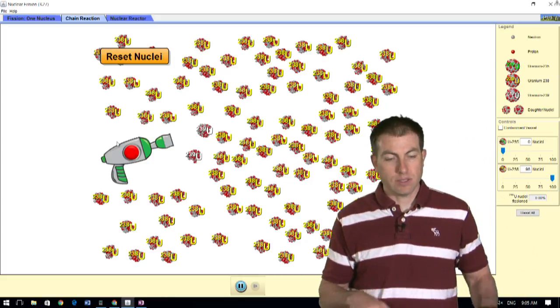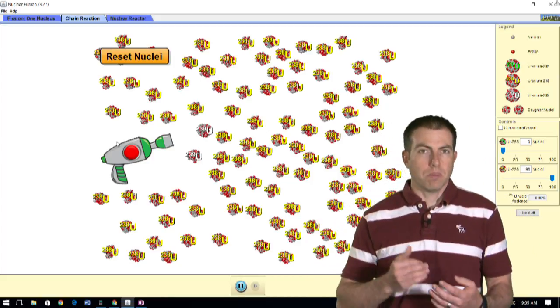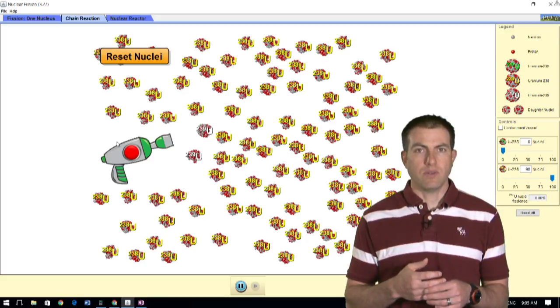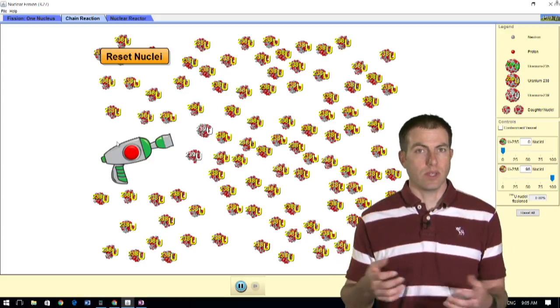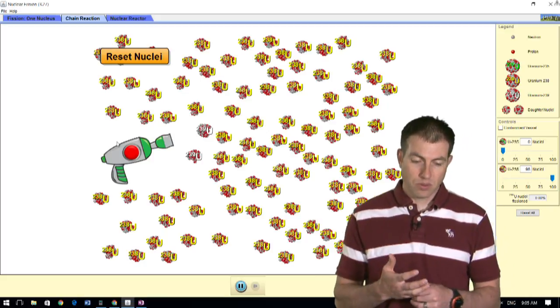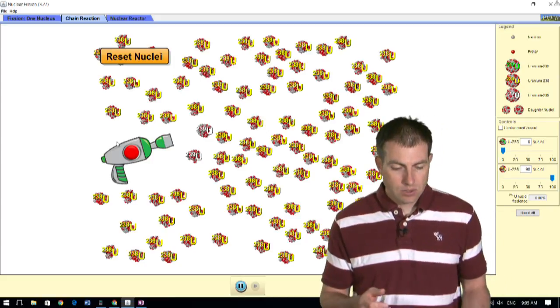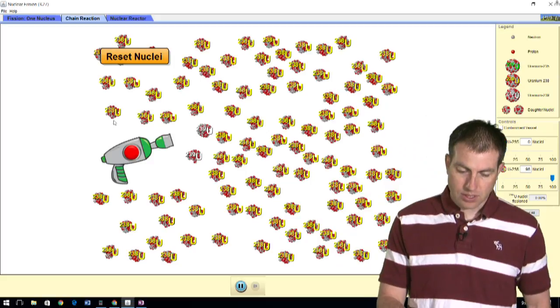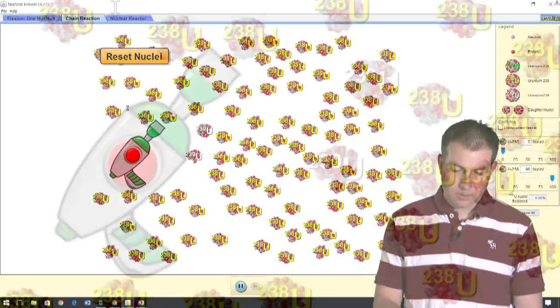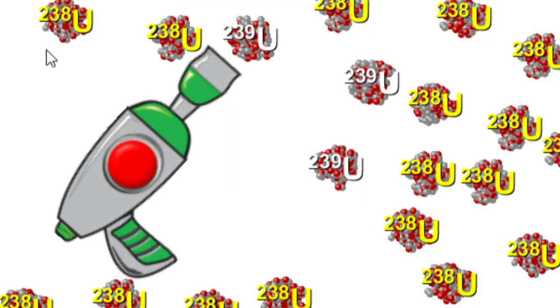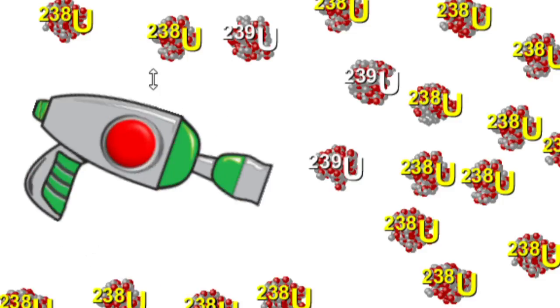So when we have a sample of uranium, we want to try to get as much uranium-235 out of it as possible because that's the one that undergoes fission, whereas uranium-238 is just going to absorb the neutron and nothing's going to happen. So no matter how many of these atoms I hit, I'm going to get no chain reaction happening. It's just going to change into uranium-239. Let's grab another one so you can see it here.